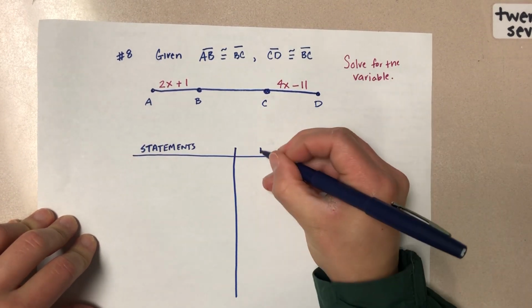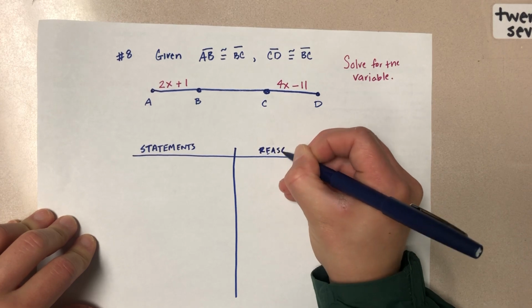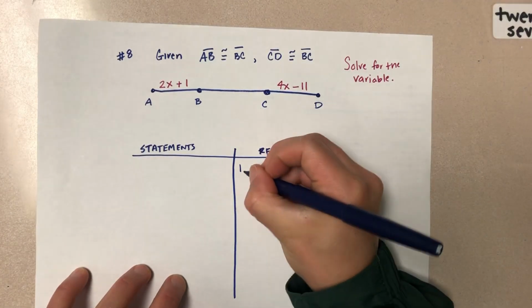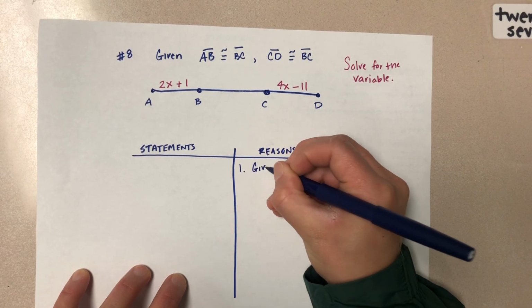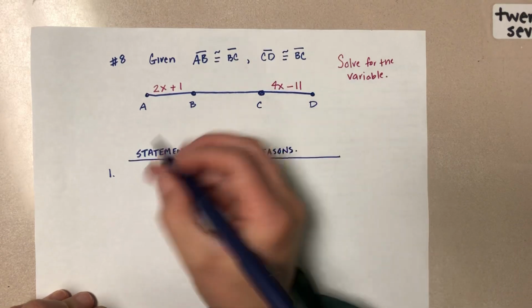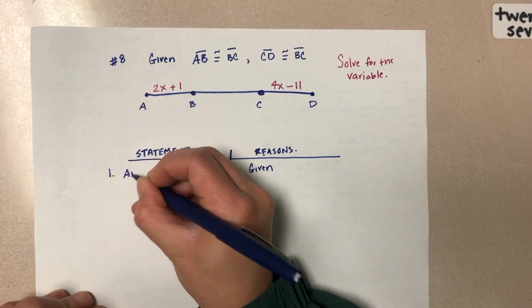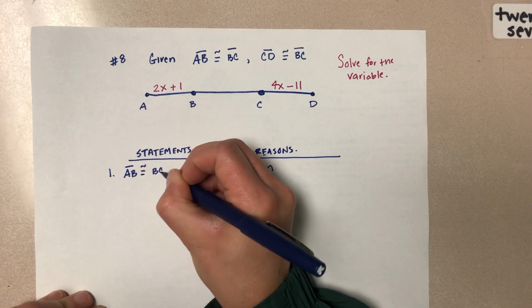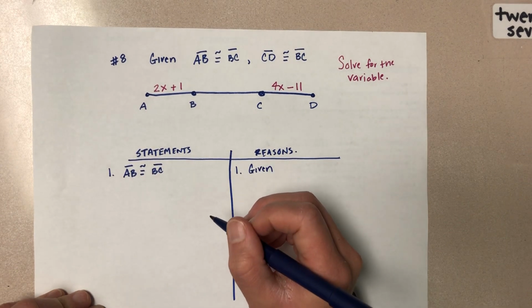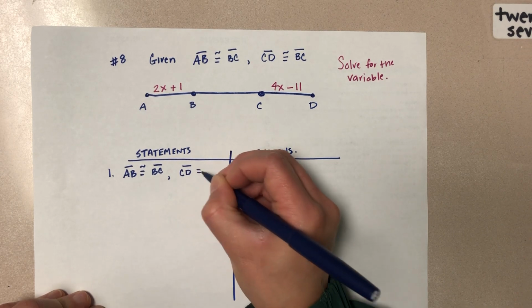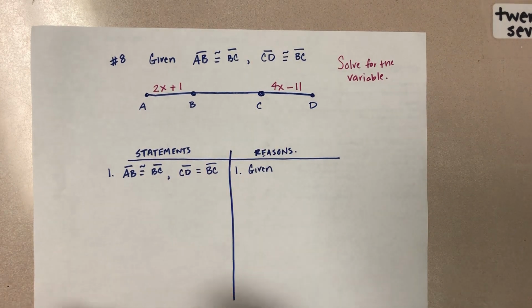And you're going to label the right column reasons. Okay. Now the first step here is going to be what is given. Well, they give us two pieces of information and they're related to each other. So we're going to write it on the same line where line segment AB is congruent to line segment BC. And then line segment CD is congruent to line segment BC.